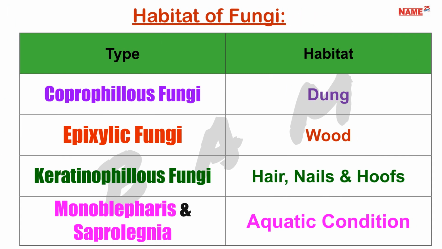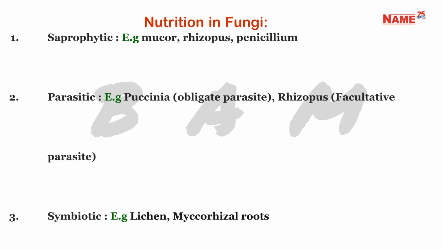Fungi habitats vary greatly. Coprophilous fungi grow on dung, epixylic fungi on wood, keratinophilous fungi on hair, nails, and hooves. Monoblepharis and Saprolegnia are found in aquatic conditions. Fungi nutrition can be saprophytic, such as Mucor, Rhizopus, and Penicillium. Parasitic forms include Puccinia, an obligate parasite, and Rhizopus, a facultative parasite. Symbiotic relationships are seen in lichen and mycorrhizal roots.